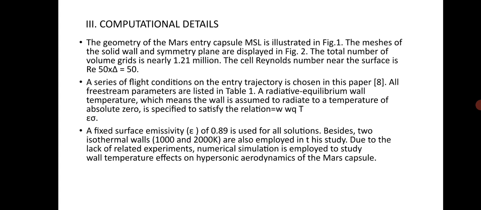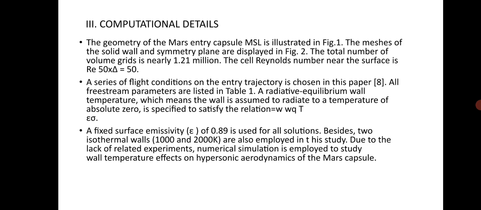Computational details. The geometry of the Mars-centric capsule MSL is illustrated in figure 1. The meshes of the solid wall and symmetric plane are displayed in figure 2. The total number of volume grids is nearly 1.21 million. The cell Reynolds number near the surface is Re_cell = 15, with delta equal to 50.